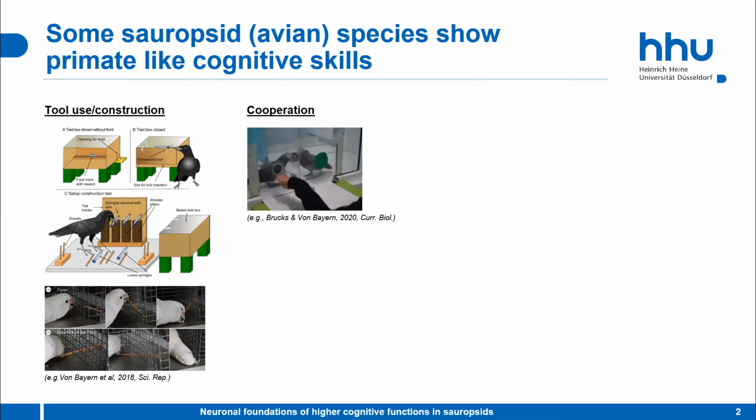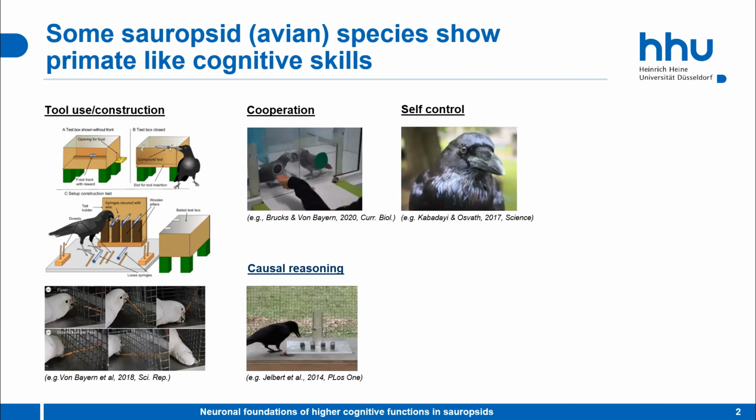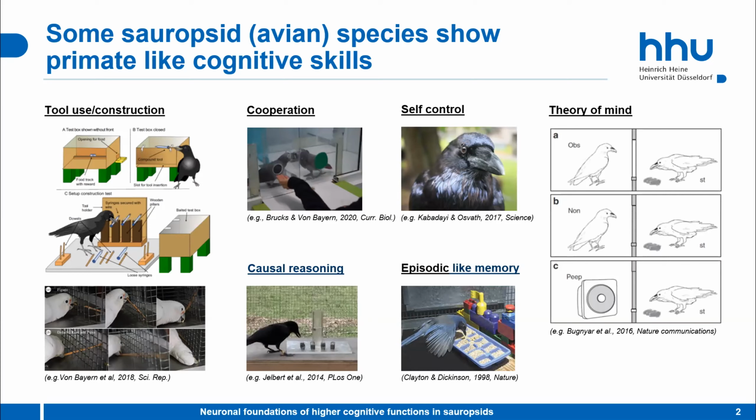We have other examples. There's a lot of data on cooperation in avian species. We have evidence for causal reasoning. For example, New Caledonian crows can make use of the physical properties of objects. Another example is self-control. Ravens show amazing self-control capabilities. They can wait longer for a reward than non-human primates and even human children can. Other examples comprise episodic-like memory in jays, and some researchers even suggest that corvid species might possess something like a theory of mind, which was thought for a long time to be a domain of primate species.